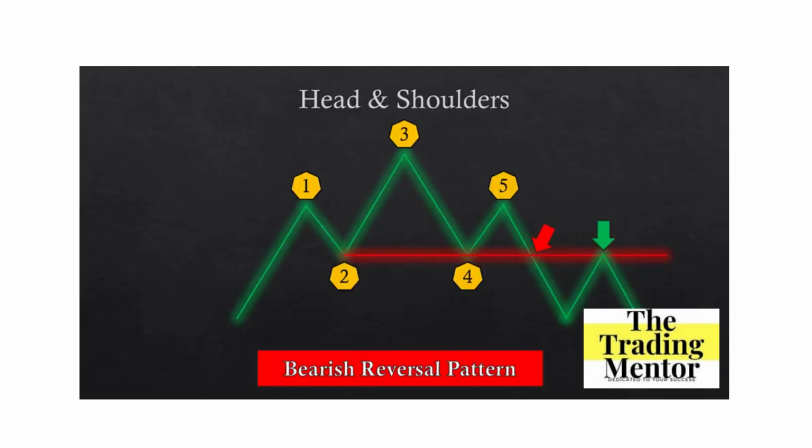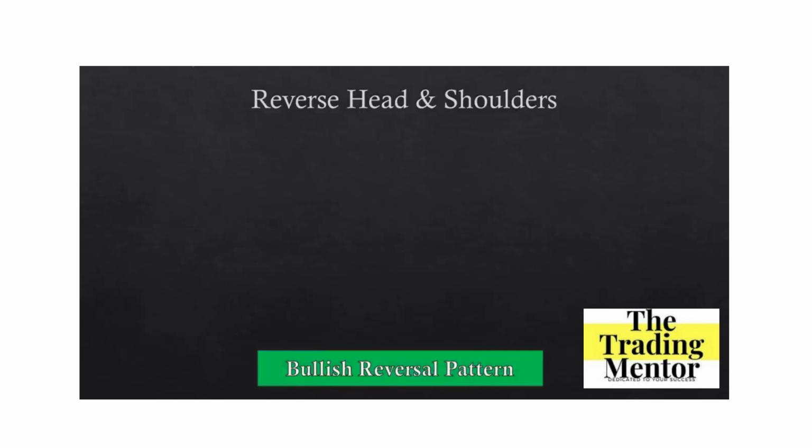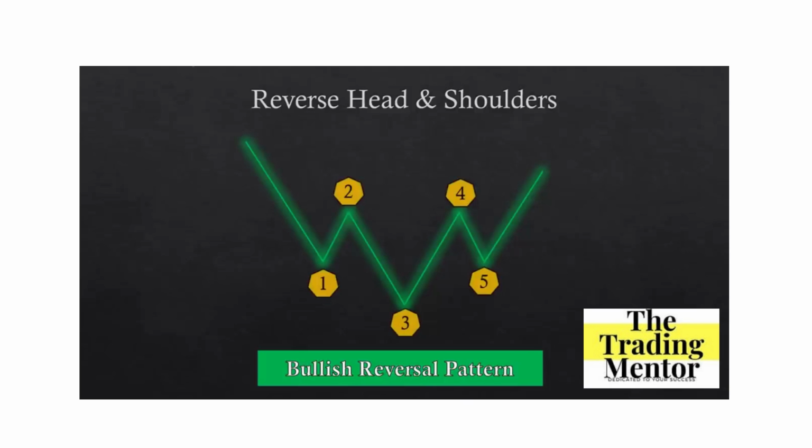Next in line we have the reverse head and shoulders pattern, which works in a similar way to the standard head and shoulders. But the reverse version is a bullish reversal pattern, while the standard version is a bearish reversal pattern. The reverse head and shoulders pattern has the same configuration as the standard, but the pattern is upside down. We have a lower low followed by a higher low. The logic behind that is that sellers were able to create a low in number 3 but as they tried to create a lower low in number 5, they failed.